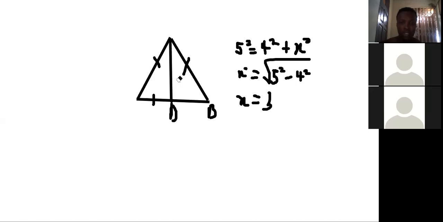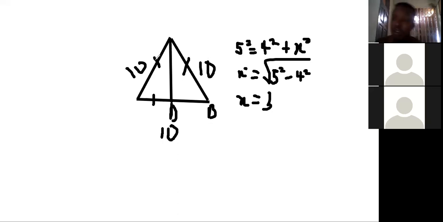Then it means that because they are the same, if here is 10, here too will be 10, and here too will be 10. Do you agree? Because it's an equilateral triangle, the sides are equal. So here is 10, here will be 10, here will be 10.